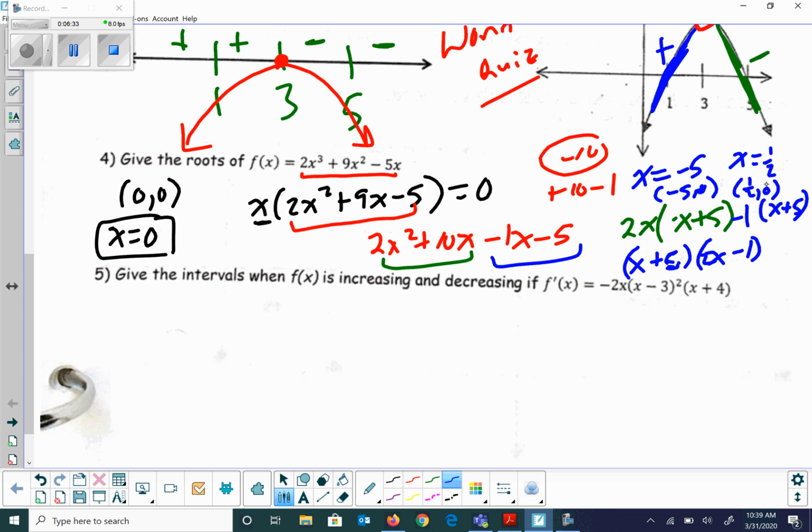And now we want to know the intervals where it is increasing or decreasing for the derivative. The intervals where it's increasing or decreasing as far as the derivative goes. So we're talking about the slopes. I want positive or negative slopes. So if you were to look at this graph, I've graphed it on it. Notice this is the derivative.